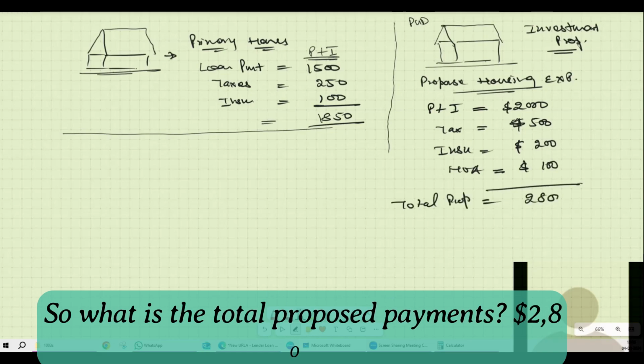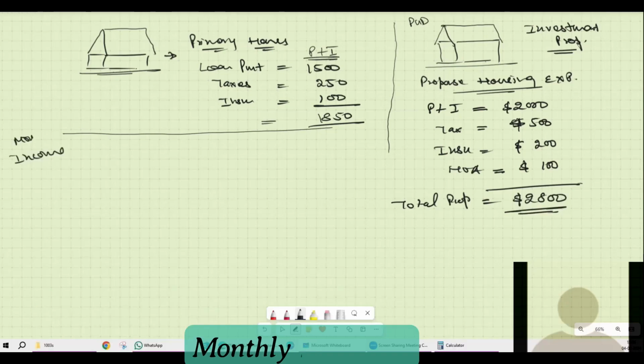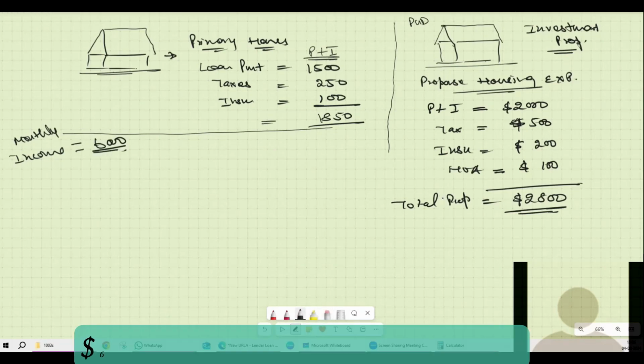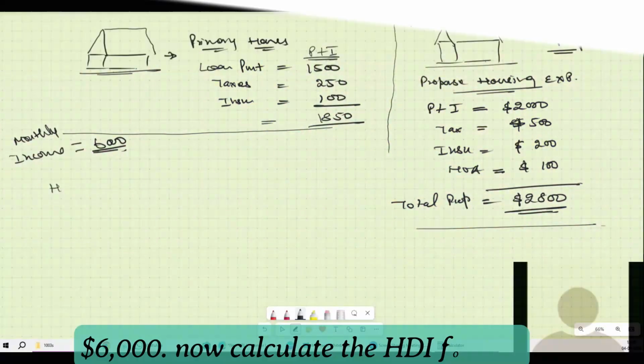$2,800. Very nice. My monthly income is, let's say, maybe $6,000. Now calculate the HDI, the housing debt to income ratio, for this property.